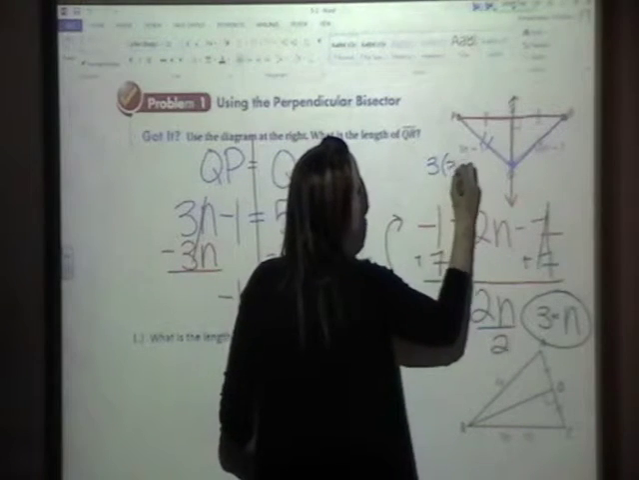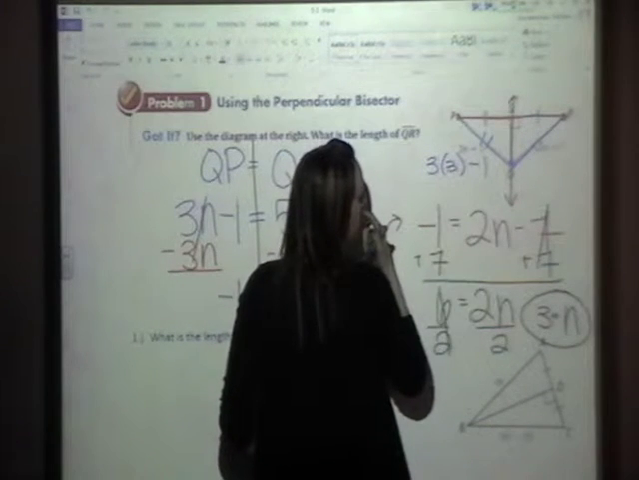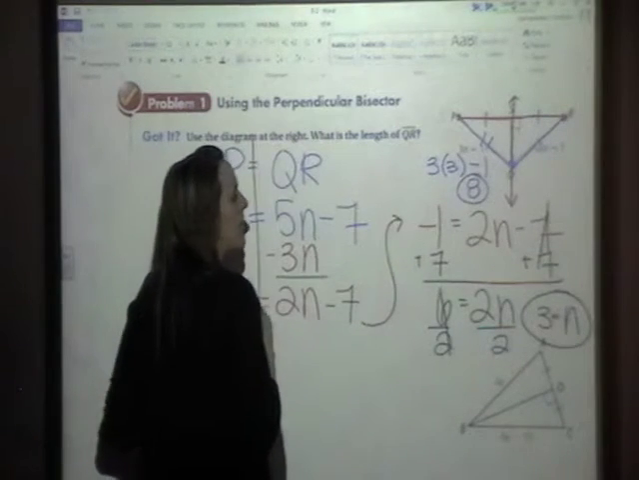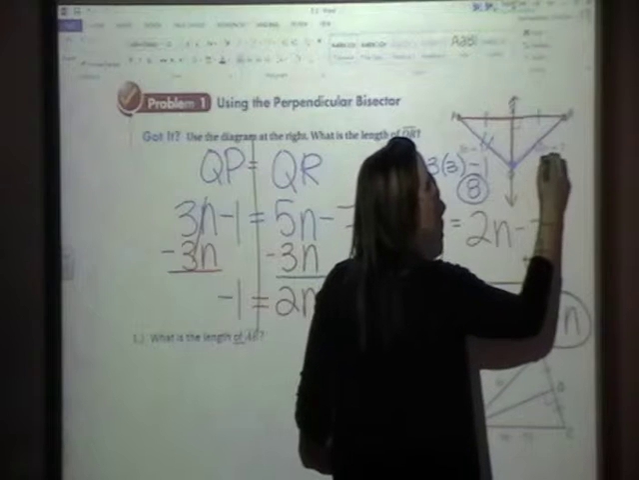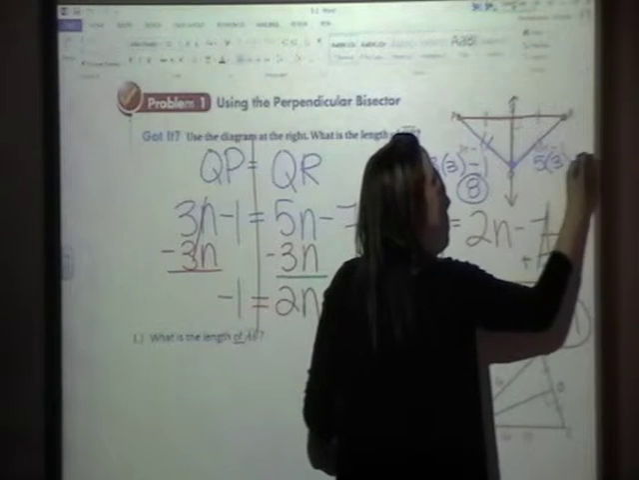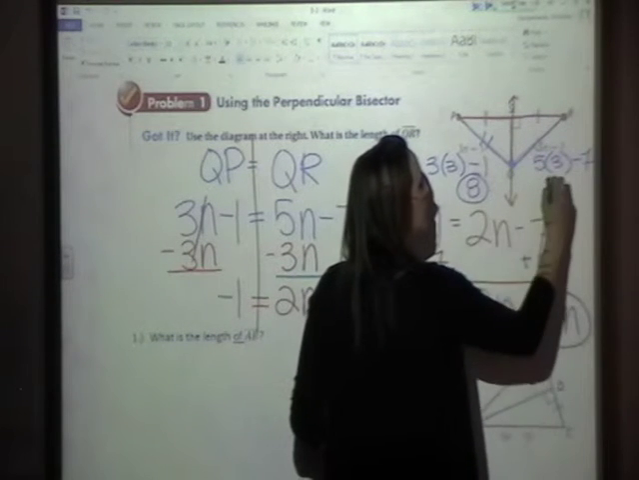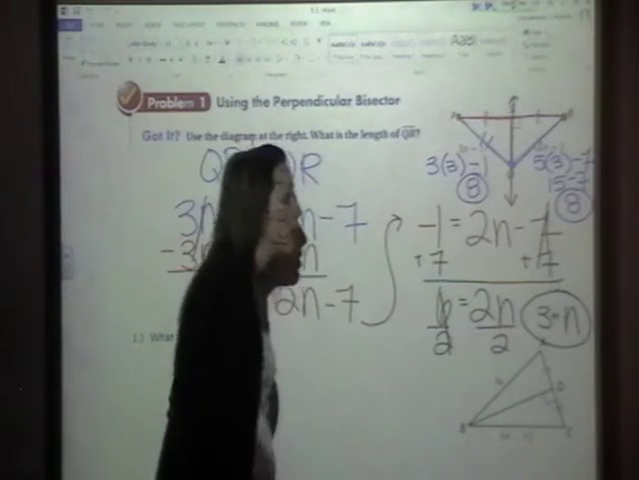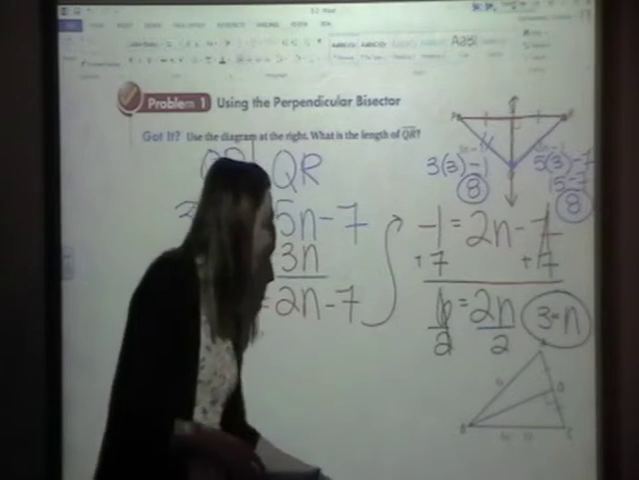So we're going to take 3 times 3 minus 1. What's 3 times 3? 9. Minus 1? 8. So we're saying that this side is 8. Let's verify if we get 8 over here. 5 times 3 minus 7. What's 5 times 3? Minus 7? 8. So what is our length for QR? 8. Right? 8.